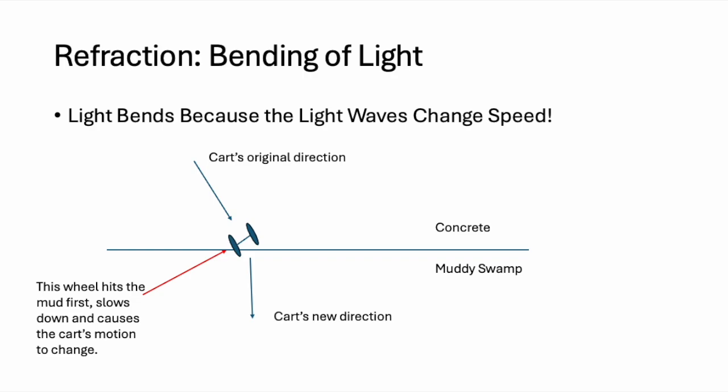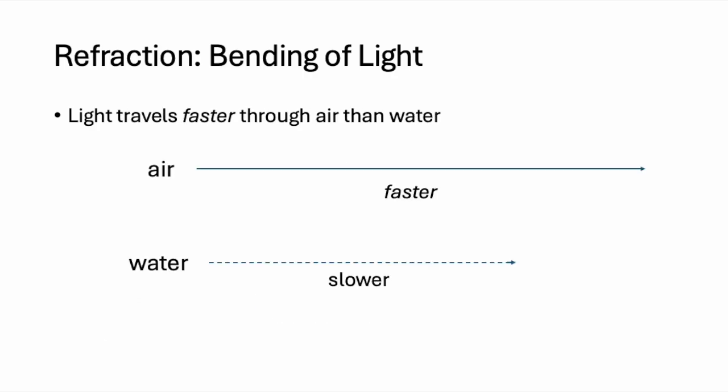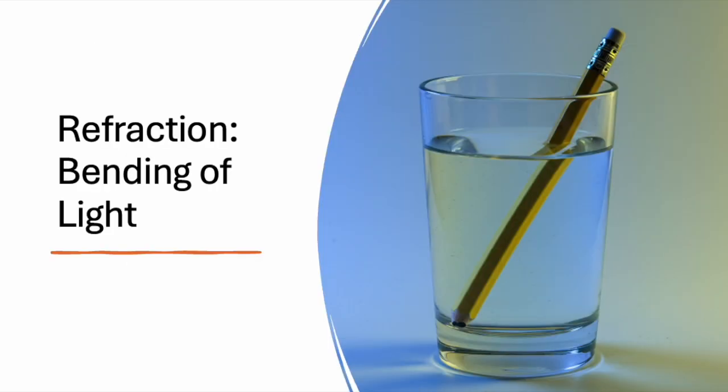Light bends because it travels at different speeds in different materials. Light travels very fast through air, but it slows down when it goes through water or glass. This change in speed makes the light waves change their direction. So with our pencil in water, the light that bounces off the part of the pencil in the air travels straight to our eye. But the light that bounces off the part of the pencil in the water bends as it leaves the water and enters the air. This is why the pencil looks bent or broken.